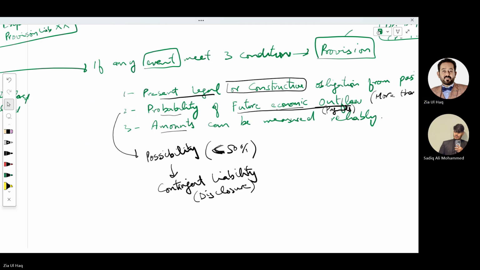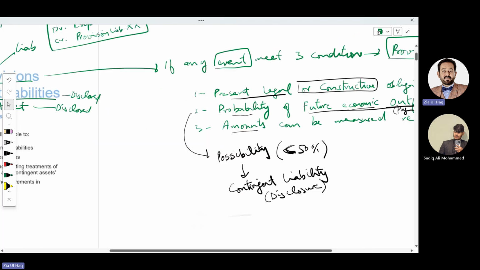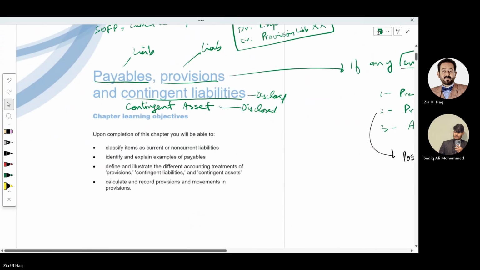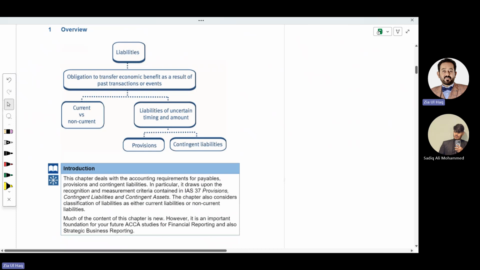Possibility means there are chances the company will be successful in not paying the amount. Probability means there are chances the other party will be successful, the company will be found guilty, meaning the company needs to pay the amounts. More chances the company needs to pay the amounts. So let's discuss this chapter.